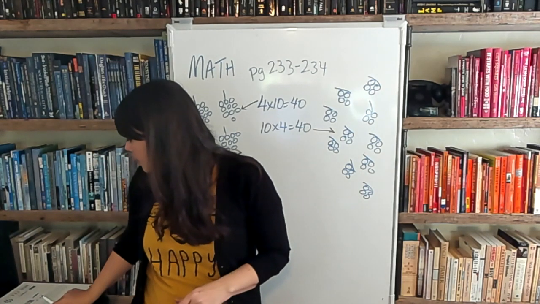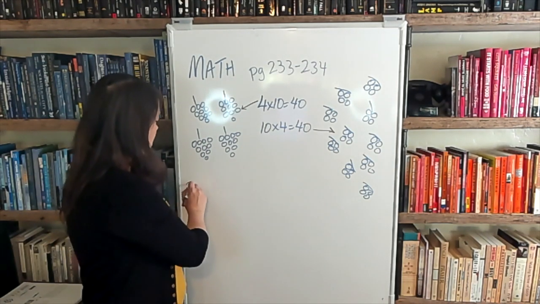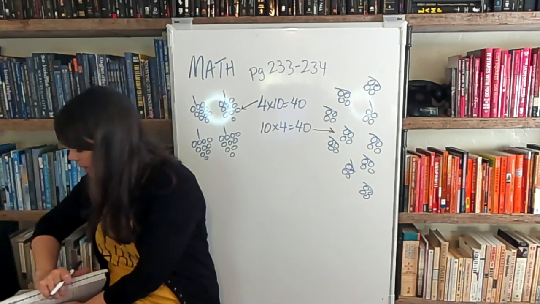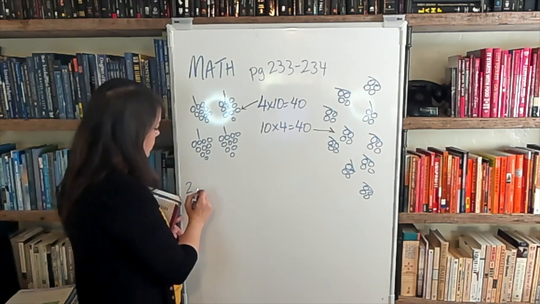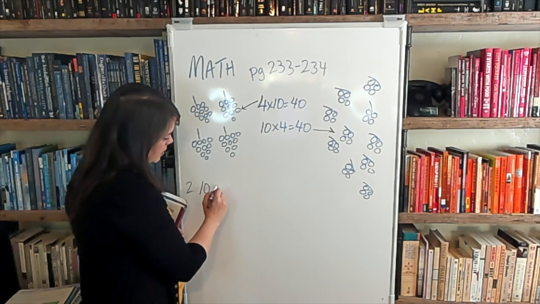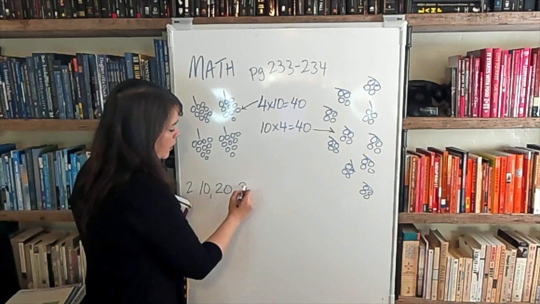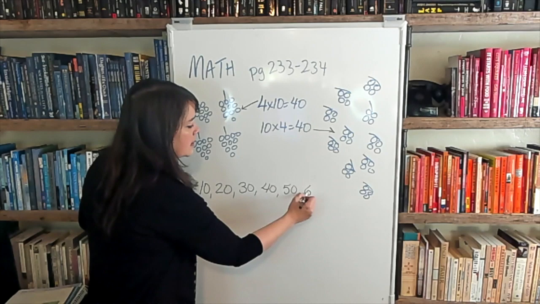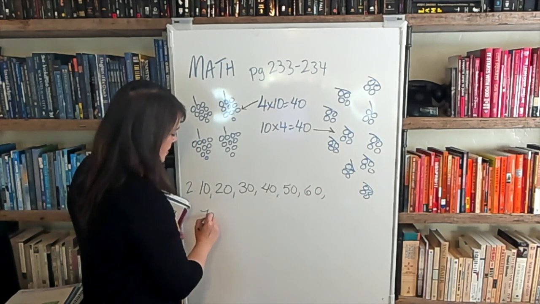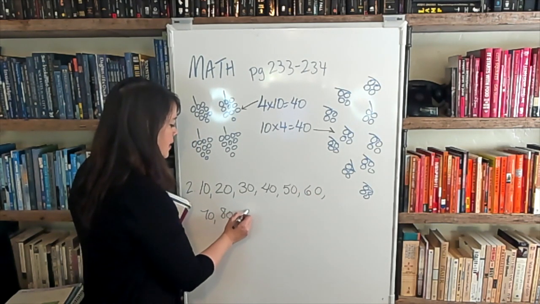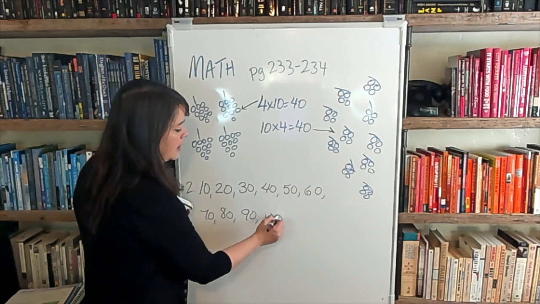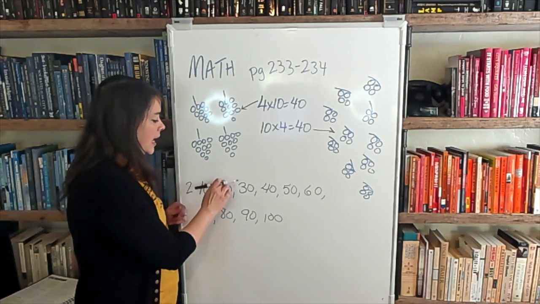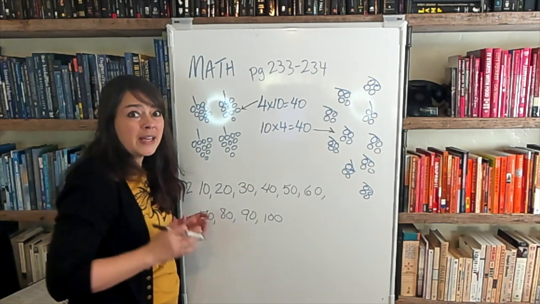And next on the worksheet, they want you to count by tens. Let's look at that together. I think they're asking you to go all the way through to 100. So we have 10, 20, 30, 40, 50, 60, 70, 80, 90, 100. Let's think about what that means. When you're counting by tens, you're just saying 10 more every time. 10 more, plus 10, plus 10.